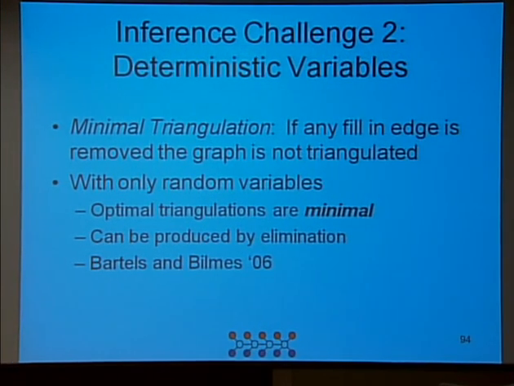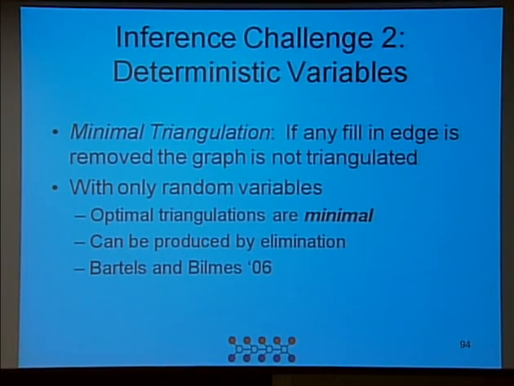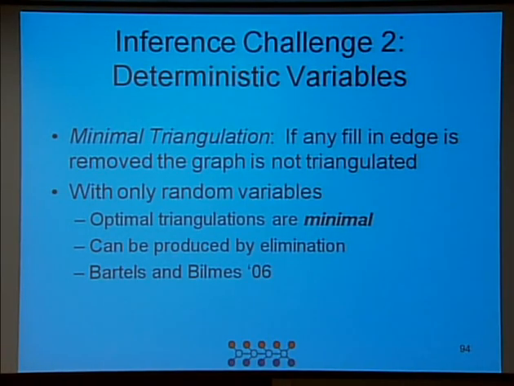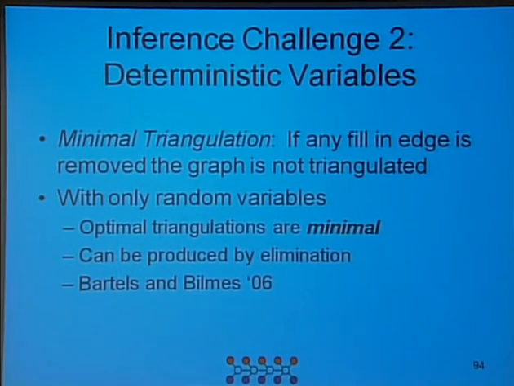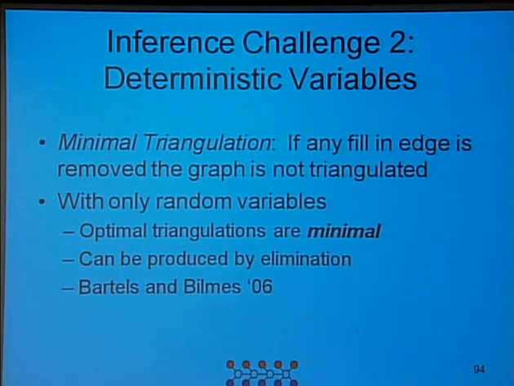Okay. If you recall, minimal triangulation, actually I skipped the slide, but if there's any fill-in edge that can be removed from the triangulation and the graph would still be triangulated, that would be non-minimal. If you remove any of the fill-in edges and that causes the graph to no longer be triangulated, that's called a minimal triangulation. And when you only have random variables, optimal triangulations, according to the state space metric, are always minimal.